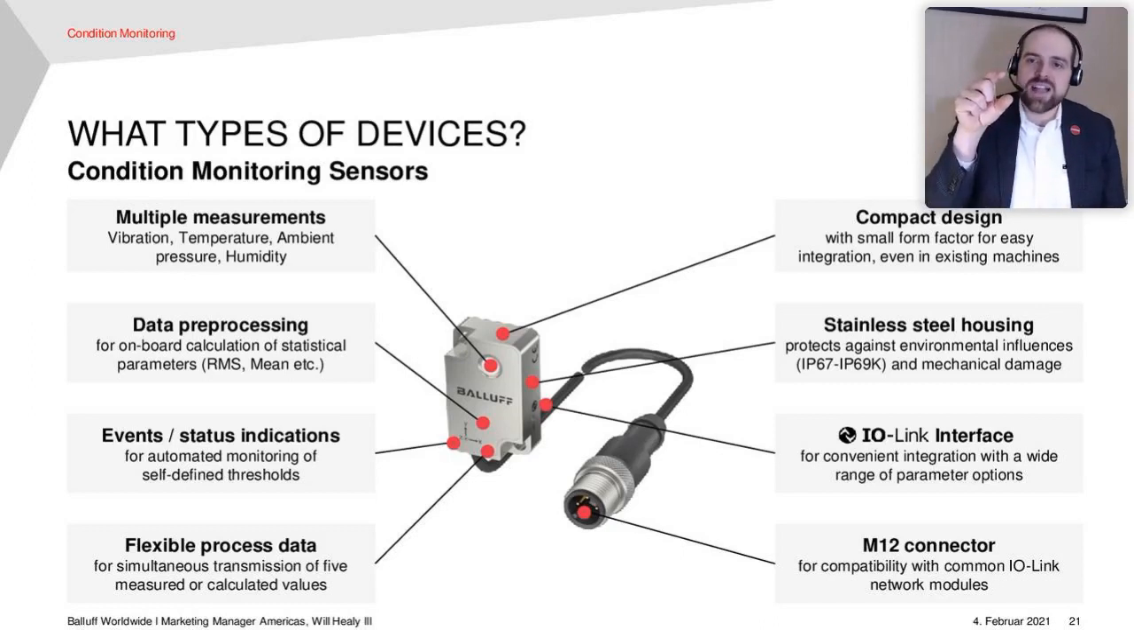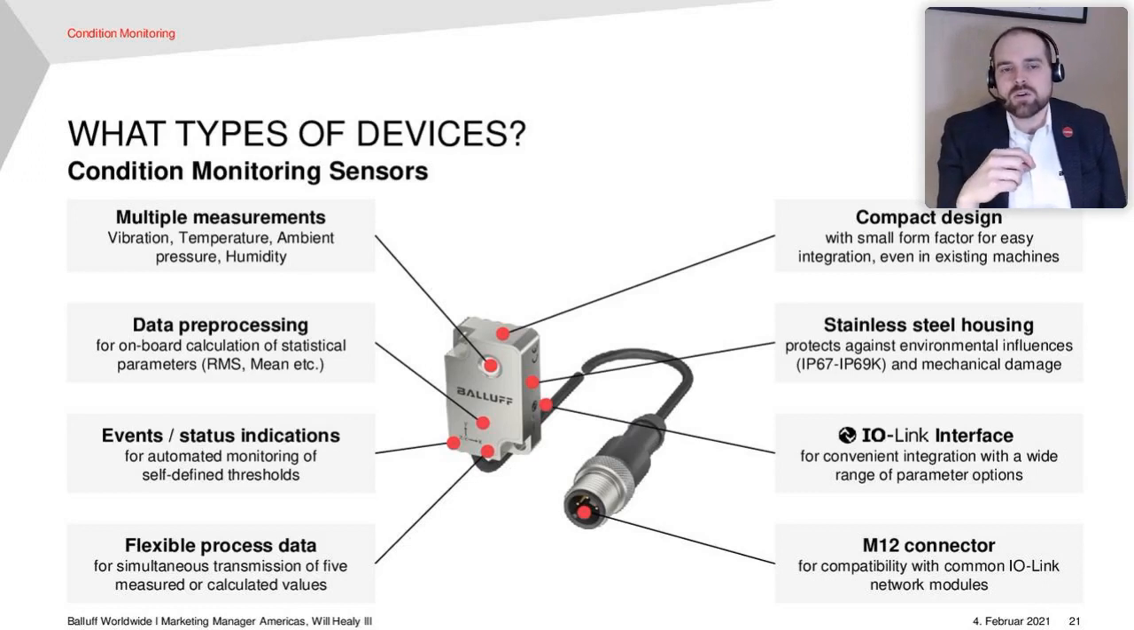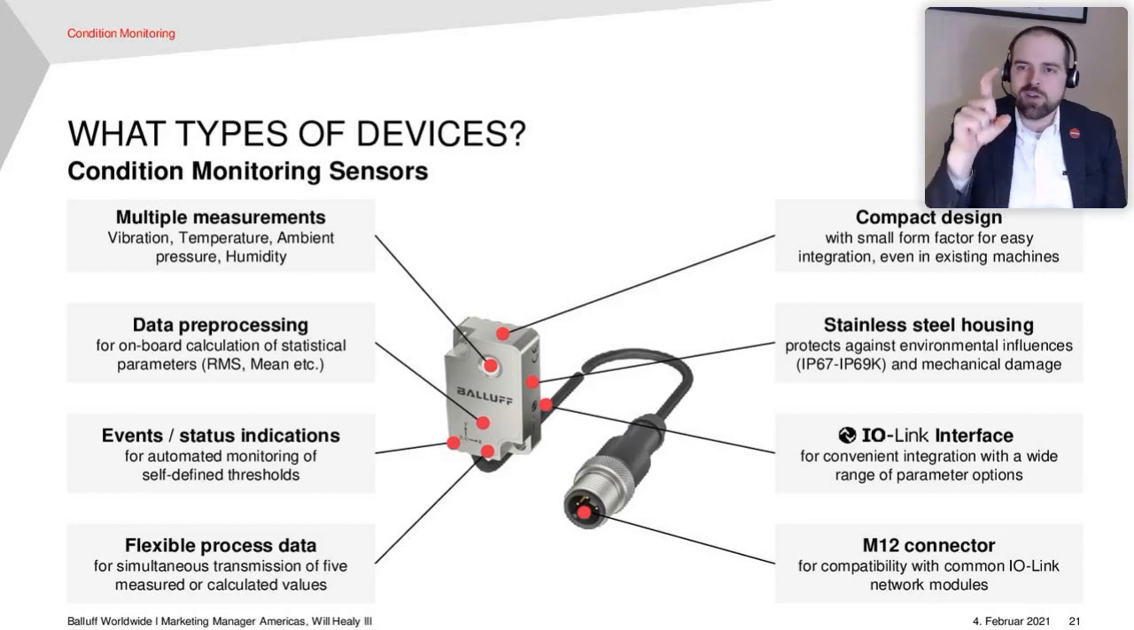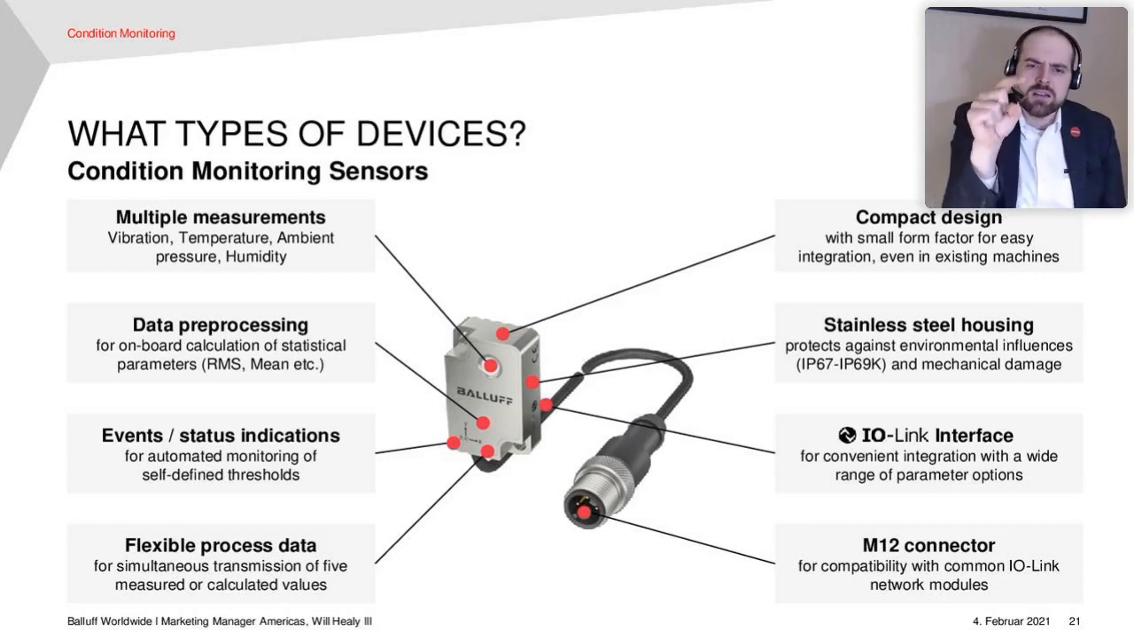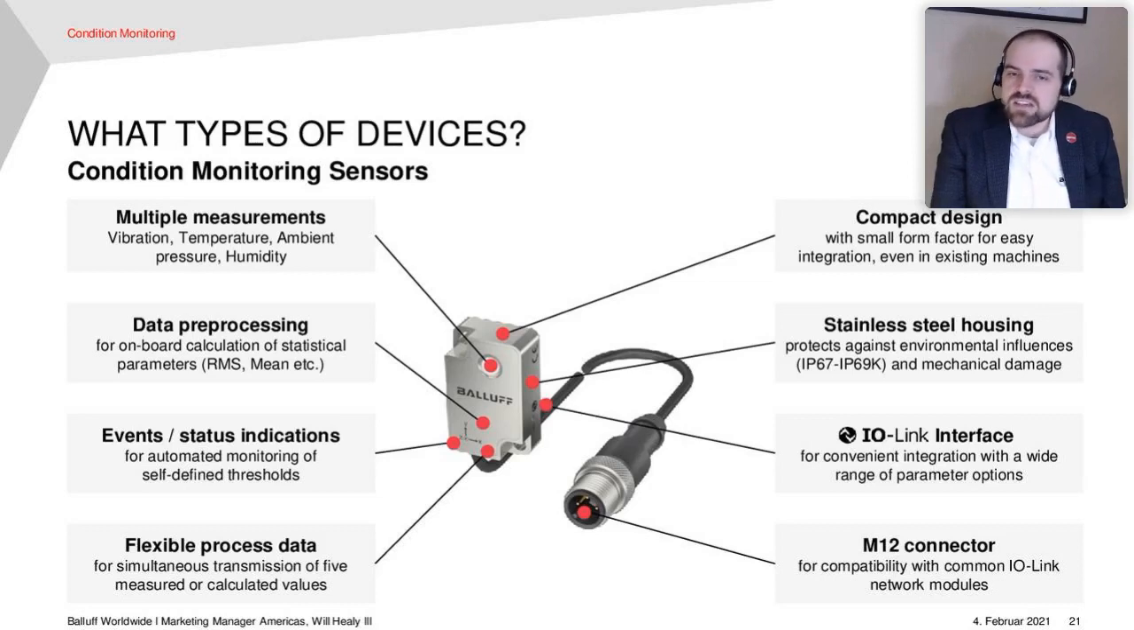The housing is very small. If you're familiar with the flat pack prox housing, it's very comparable to that. So I think it's like 12 by 30 millimeters or something close to that. So a real small little form factor that you can mount on a machine or on a small motor. It's a stainless steel housing, so you get that IP67, IP69K that I mentioned when you're not collecting ambient pressure and humidity. And then it has an IO-Link interface.